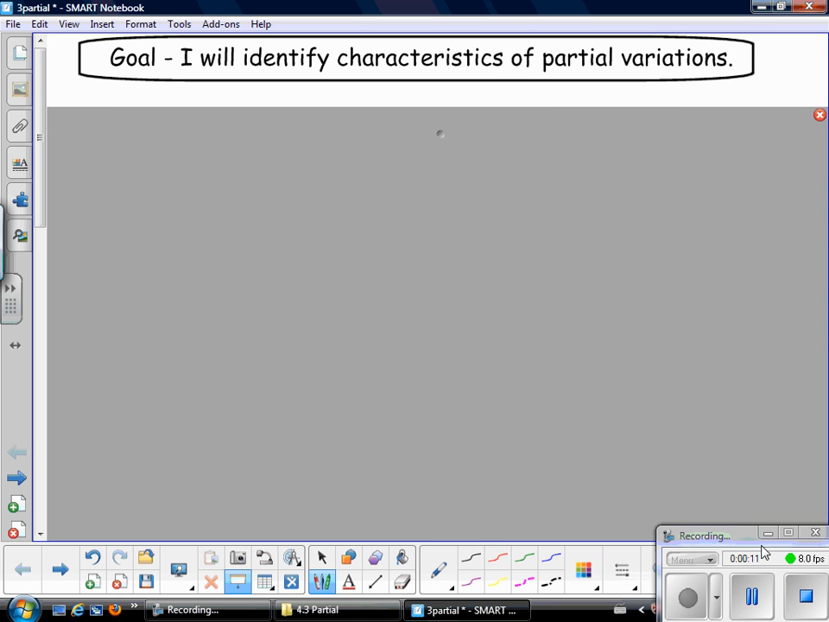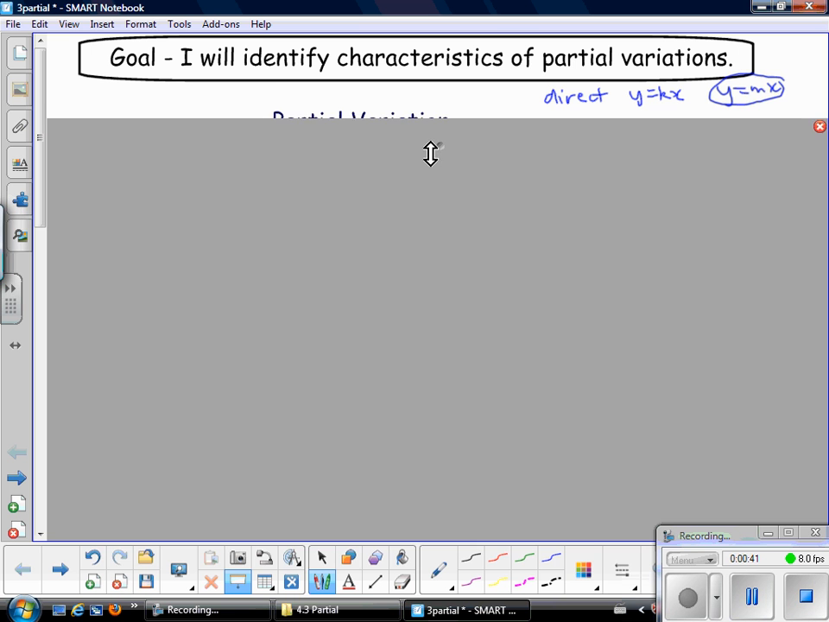Now, if you recall, our note from before dealt with what we call direct variations. And remember, direct variations were in the form y equals either mx or kx, depending on who you were talking to. And one of the things we knew about this is that the graph of a direct variation went through the origin (0, 0). Okay, so that's why it was direct. Now, partial is going to be a little bit different.